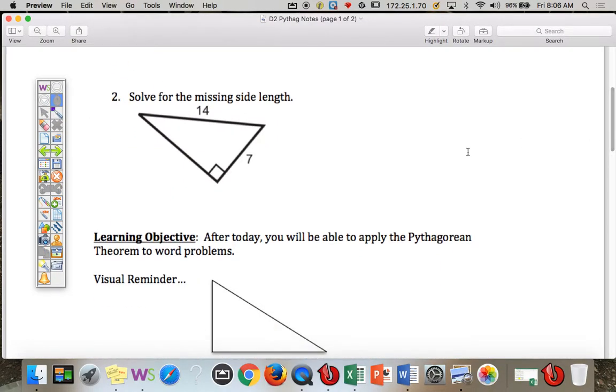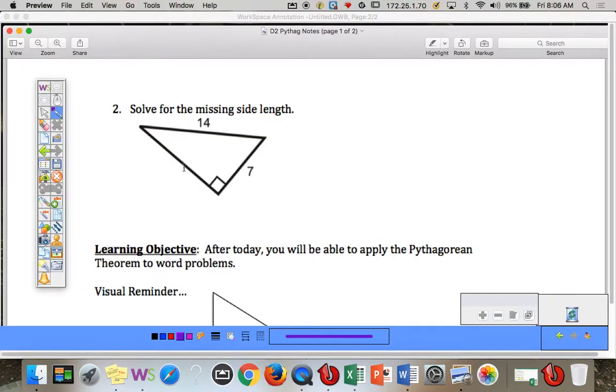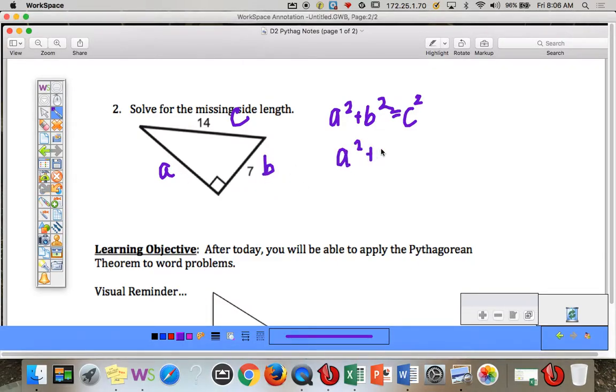Number two, it is a right triangle. Find the missing side. So I'll just call the side A here. So we're checking, does a squared plus b squared equals c squared? Remember, c is the longest side right here. Okay, so let's plug in. So you have a squared plus 7 squared. Does that equal 14 squared? And it should. It's a right triangle.